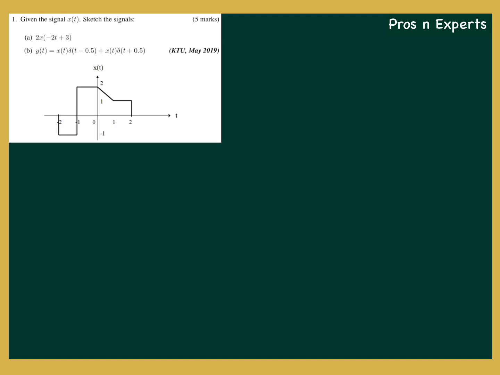The first question in this video sequence: given the signal x of t, sketch the signals. First one, 2x of minus 2t plus 3. Let's start the first question. We have to plot 2x of minus 2t plus 3.